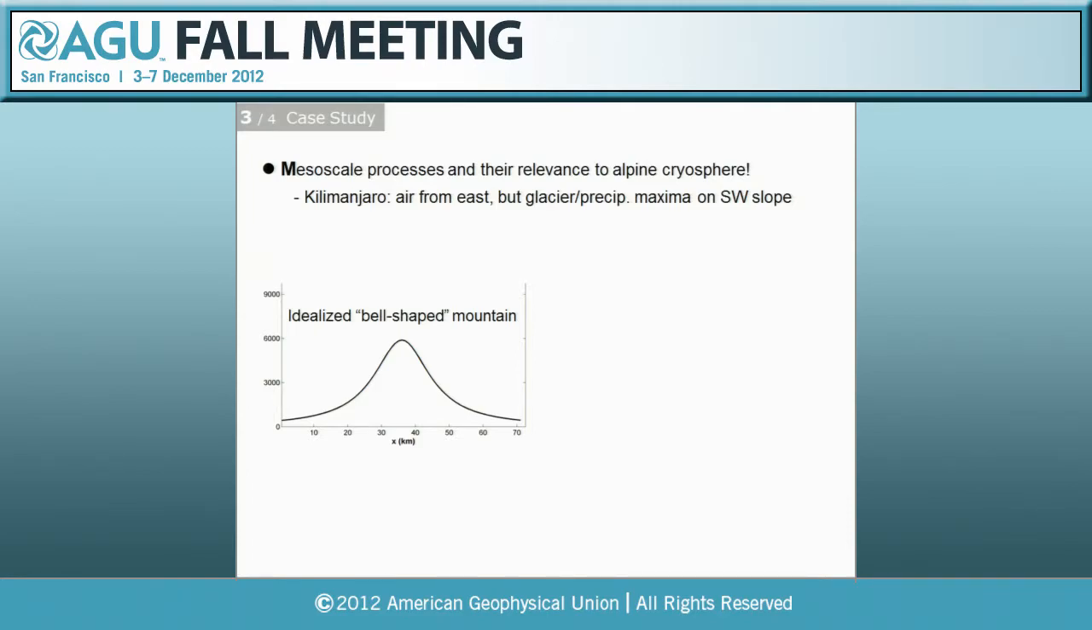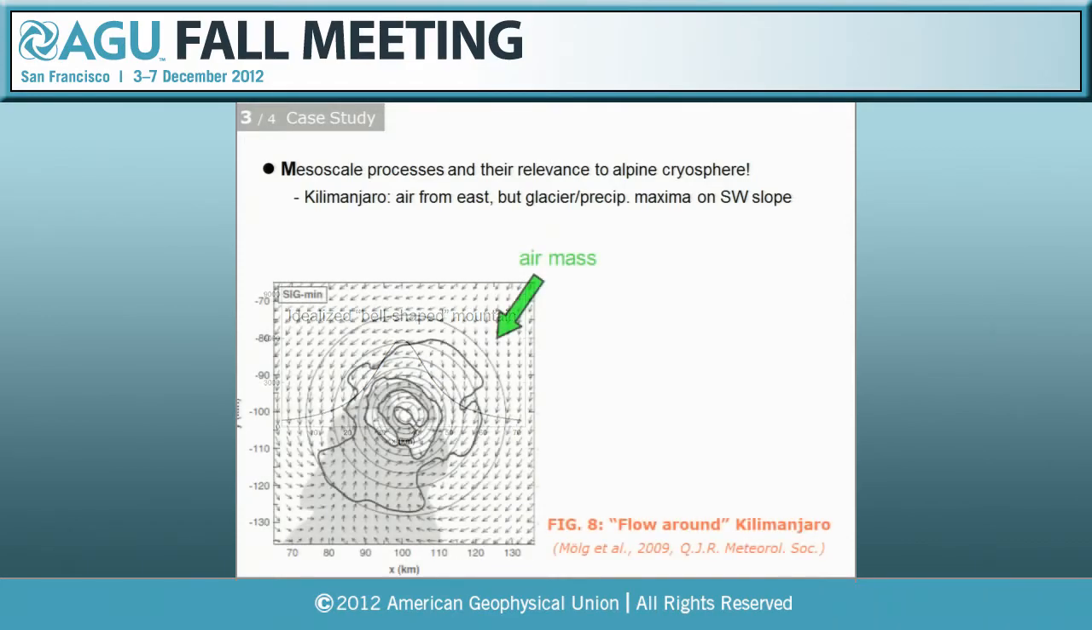For simplicity, I'm only showing results from an idealized simulation where Kilimanjaro was considered as a bell-shaped mountain. And this is the plan view, so the contours are the elevations of the mountain. The air mass here is approaching from the northeast. It's a very typical situation on Kilimanjaro. Should you climb it one day, there's a high chance that you have easterly inflow of air. And you can also see the wind vectors at the surface, 10 meters above the ground.